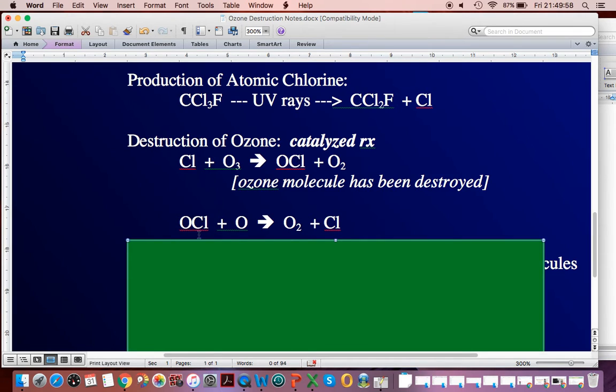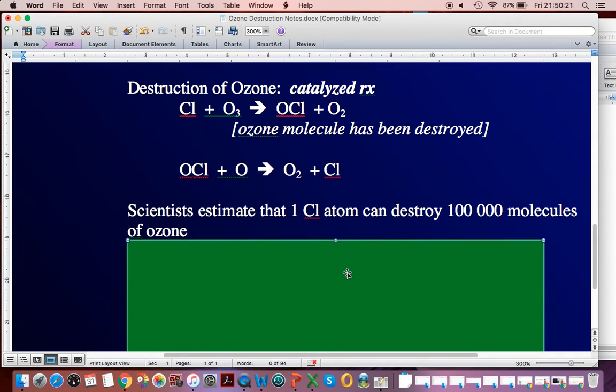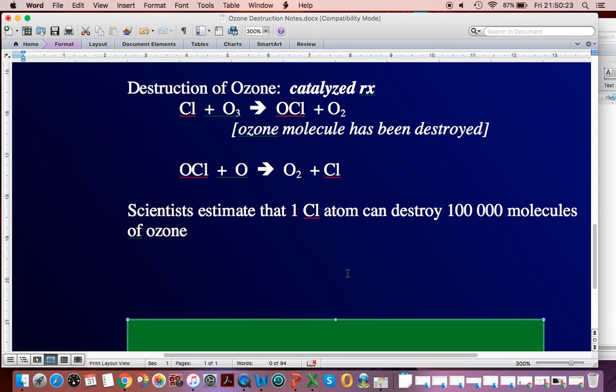Now the OCl gets together with an oxygen, makes O2 and Cl. Guess what? There's our catalyst. It was used in the first step, and it's regenerated in the second step. And it's been estimated that one of these chlorine atoms can help destroy 100,000 molecules of ozone. So that's really trying to emphasize the fact that it's reused. That's where, in this case, a catalyst is a big problem. So make sure you have all that copied down, and hopefully it makes sense.